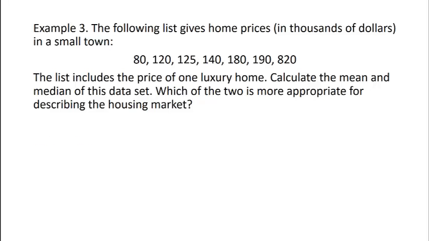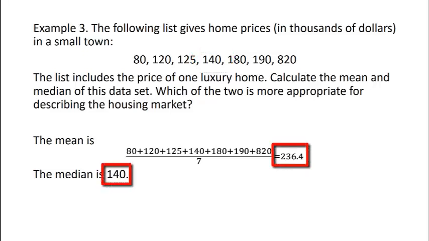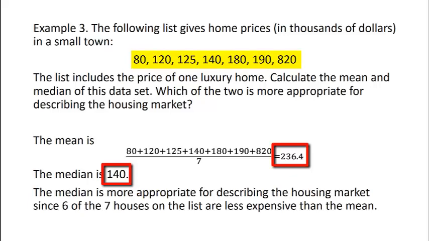Here we go. For the mean, again, we add the values in our list and divide by the total number of values in our list, which in this case is 7, to see that the mean is 236.4. The median is our number in the middle, 140. Now, which of these two numbers, the mean or median, feels most appropriate for describing this set of numbers? Well, in this case, the median is more appropriate for describing the housing market, since 6 of the 7 houses on our list are less expensive than the mean.